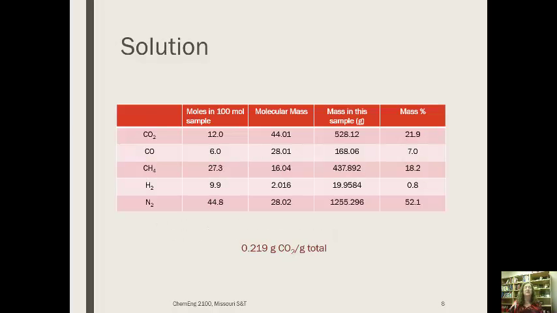All right, so here's the solution. I'm not going to go through this, it's very much like the last one. And I end up with a mass fraction of CO2 of 21.9% in the total. Again, pause the video and look at your work. Notice again, though, that I am using full sig figs in those intermediate calculations, and I only round to the 3 sig figs at the very last step.